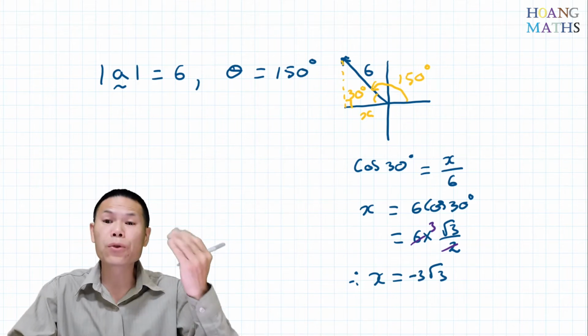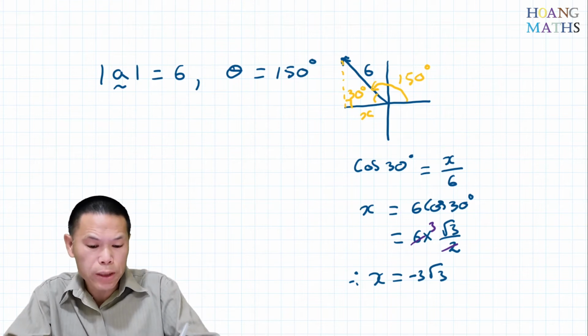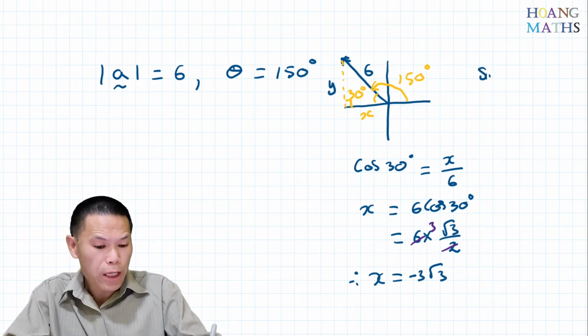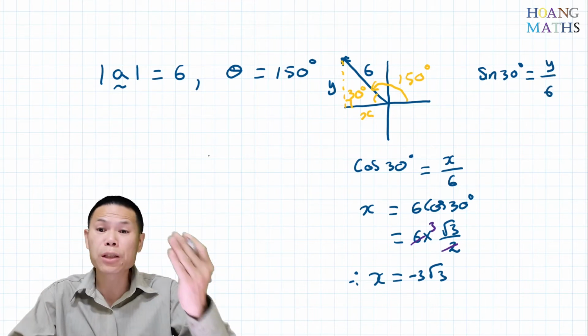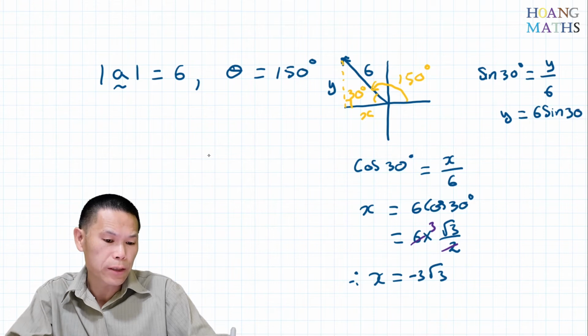So negative 3 root 3. Now let's work out the j component. The j component is a vertical component. Let's say this is y here. We know that sine is opposite over hypotenuse, so sine of 30 degrees is equal to opposite y over hypotenuse, which is 6. So we times 6 both sides, and that gives me y is equal to 6 sine of 30 degrees.